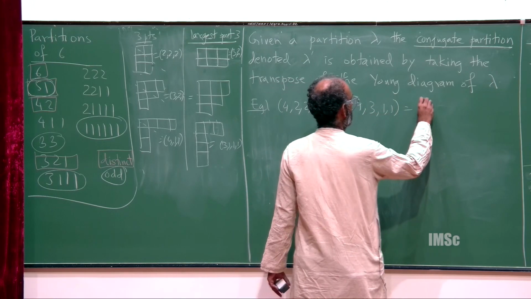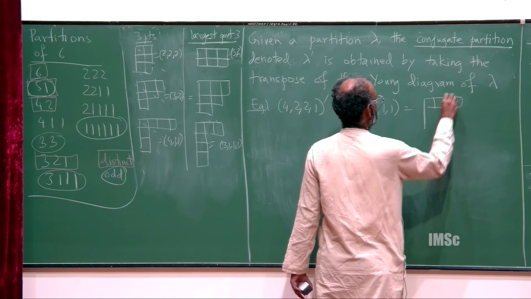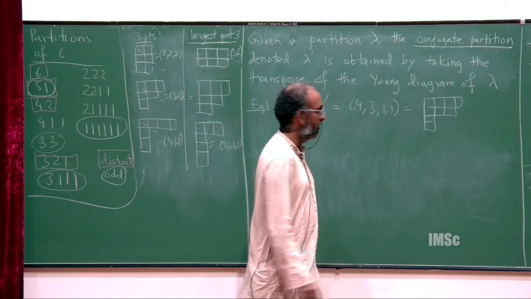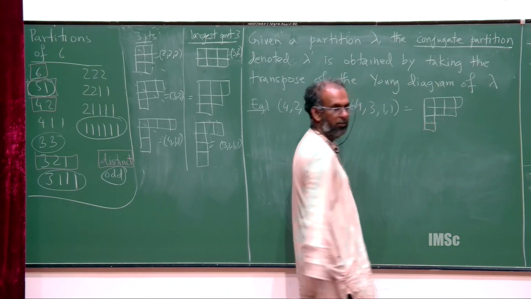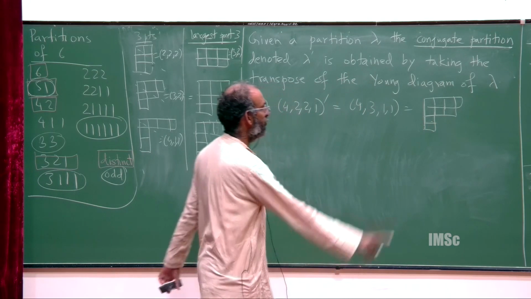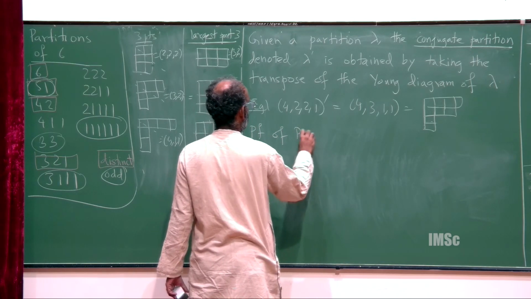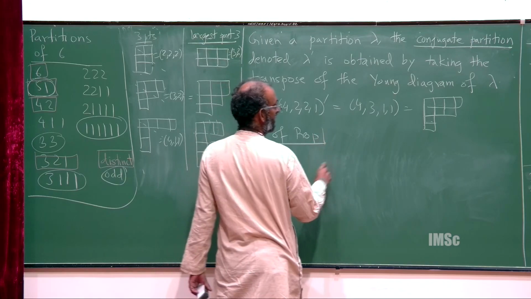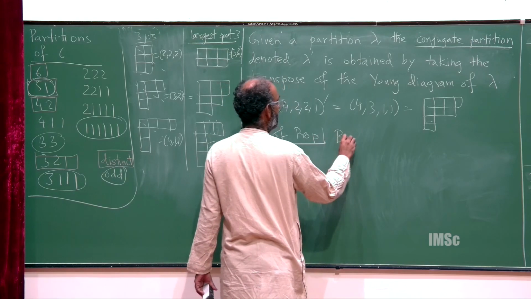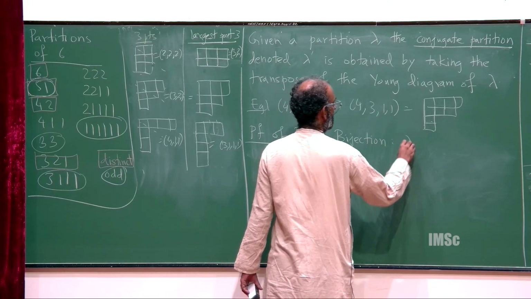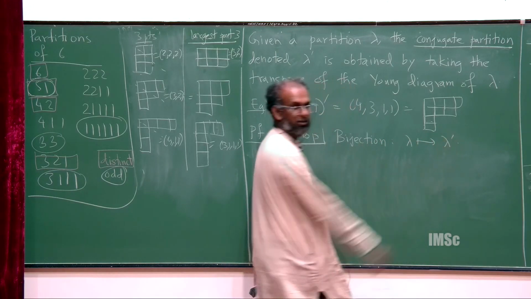Whose Young diagram is this? So, I have 4 in the first row, 3 in the second row, and then 1, 1. Right? Okay? And the proof of the proposition is a bijection, which takes lambda to lambda transpose.